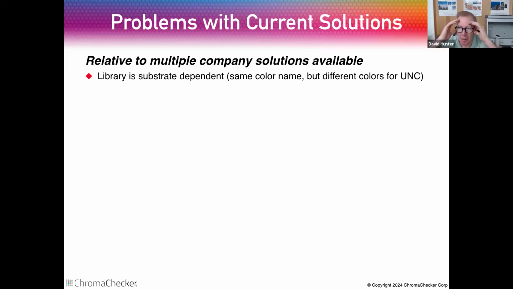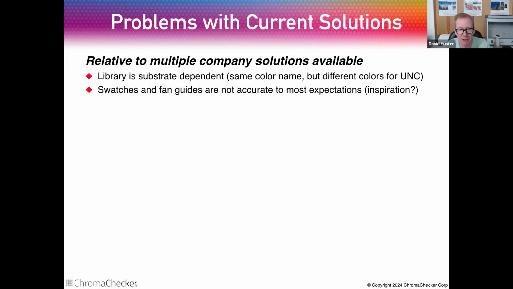And it's like, well, wait a minute. Is it 185 or not? 185, there's multiple shades of 185 based on the substrate that you're printing on. How does that help color communication? Ideally, the color name should be the same no matter the application, no matter the substrate that it's going on. So that's one huge limitation that I see in the industry.